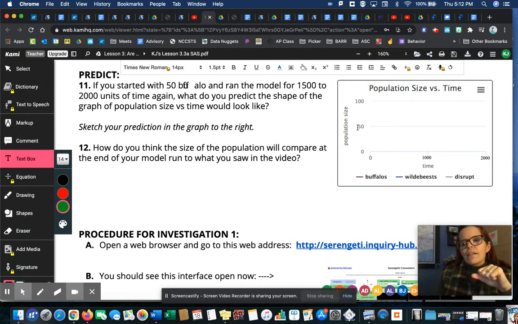So we started at 50. What are you predicting you'll end at click 2000? So all you need to do right here is to put a number. Do you think you're going to end up with 0 animals? Do you think you're going to end up with 100 animals? Do you think you're going to end up with 60? Put a number there. And so it'll be interesting to see how that compares with his scenario.